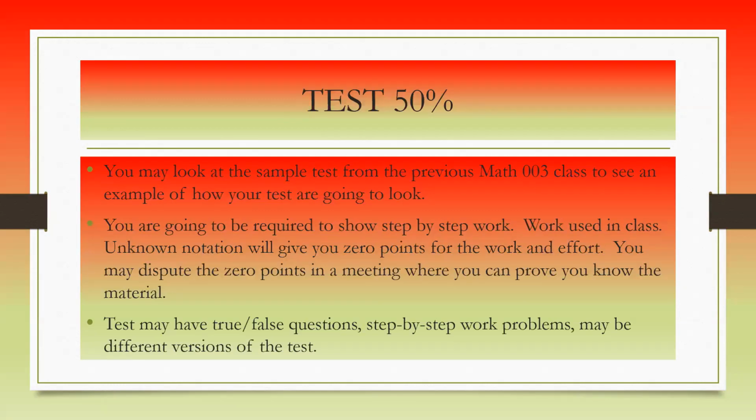Test. Your test will be 50% of your grade. You may look at the sample test from the previous Math 3 class to see an example of how your tests are going to look. You're going to be required to show step-by-step work. Work without notation will give you 0 points for the work and effort. You may dispute the 0 points in a meeting, or you can prove you know the material, and then I will give you those points that you lost. Tests may have true-false questions, step-by-step work problems, and maybe different versions of the test.